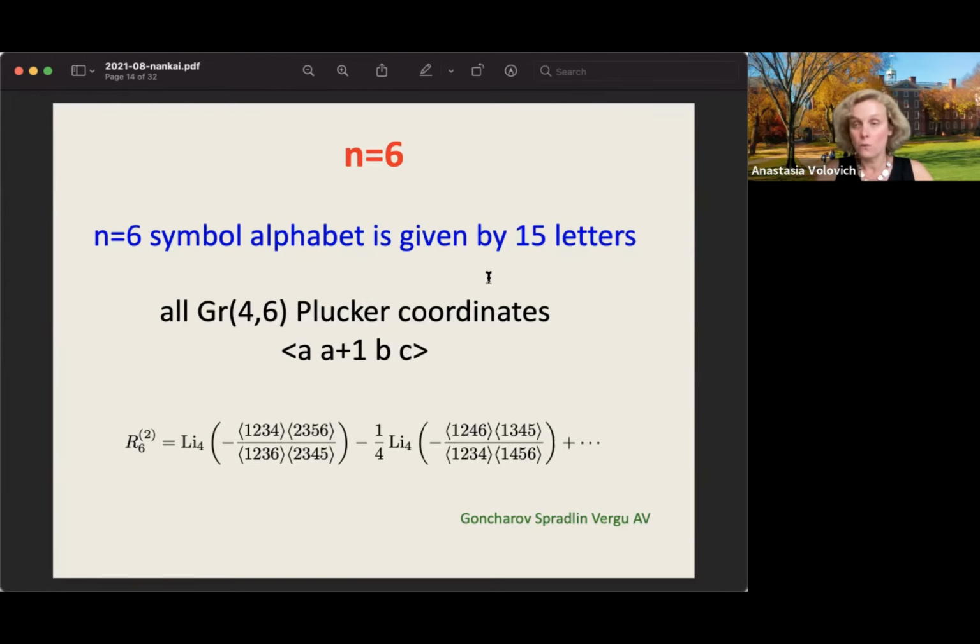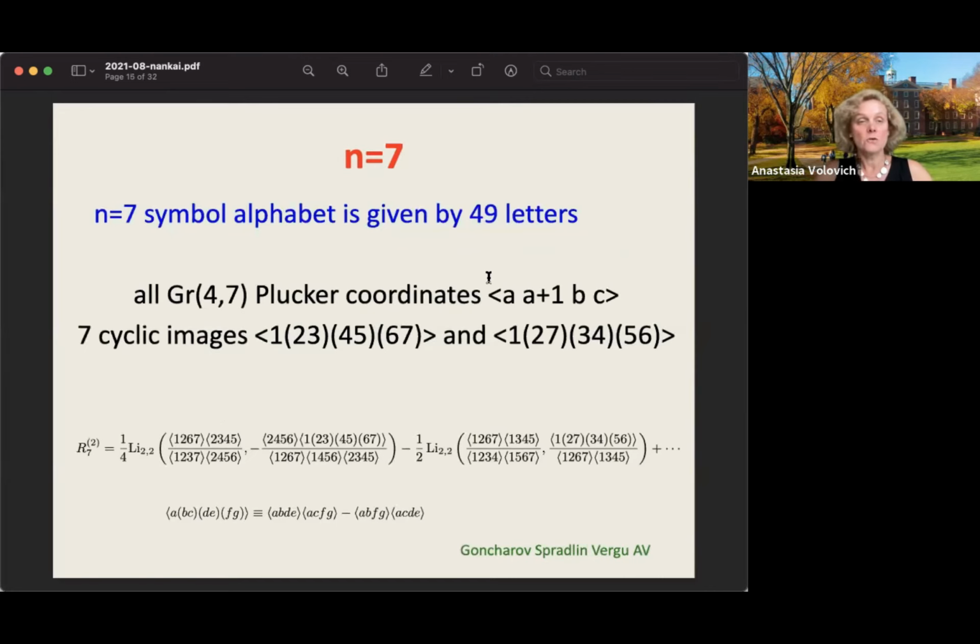Okay, good. So I'm going to slowly increase the number n. Now you look at 7 points. Again, you look at the amplitude computation and you look at the symbol alphabet. The symbol alphabet for 7 points is given by 49 letters. There are not just Plücker coordinates, there are also quadratic functions of Plücker coordinates of the following type: there are 7 of these and 7 of these, 14. So 35 plus 14, you get 49 of these. And the function is a little bit more complicated, something called Li22. That's a result of the computations.